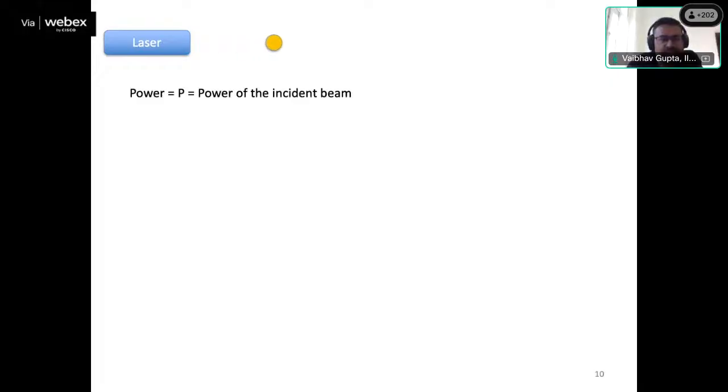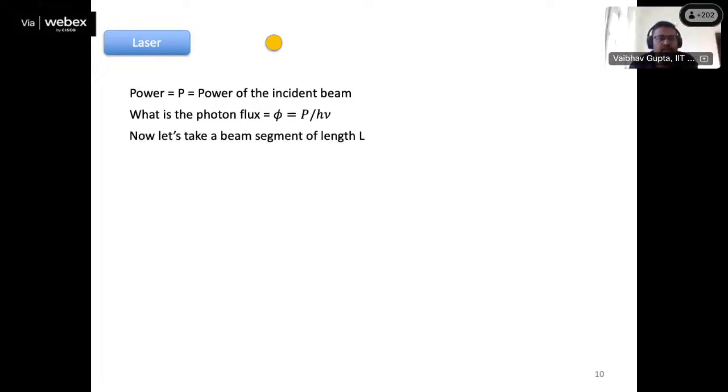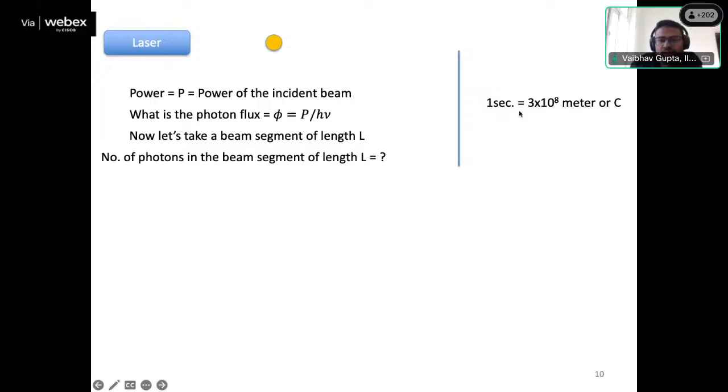So let's say again we have a laser, and this laser has some power, right? And what is the number of photons? We can divide this power by h nu. We find the number of photons. Now we take a length of L, and we try to find out number of photons in this L length. So you already know that light travels c, 3 times 10 to the power 8 meters, in 1 second. You can also call it c, the velocity of light or the constant c. So light travels c distance in 1 second.